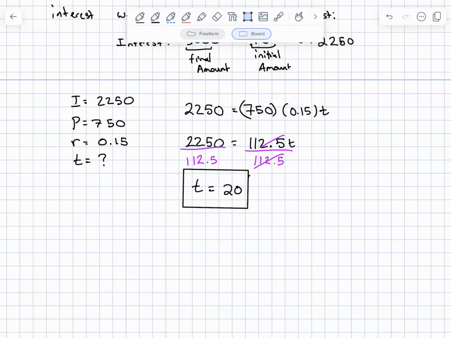All right, we'll do one more simple interest problem. We can solve for I, we can solve for P, and we can solve for T. I'm going to do a different one. So, example.